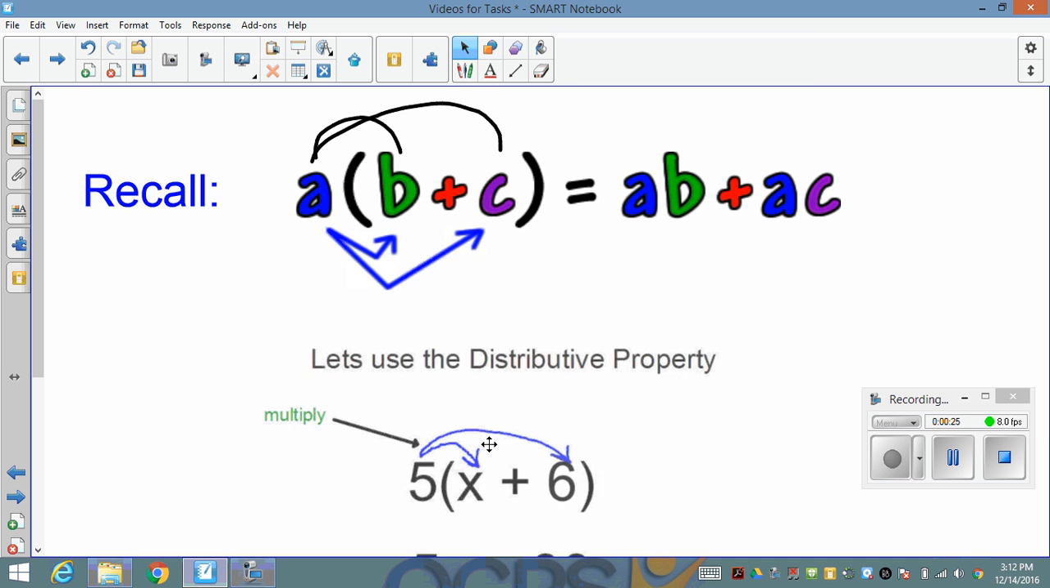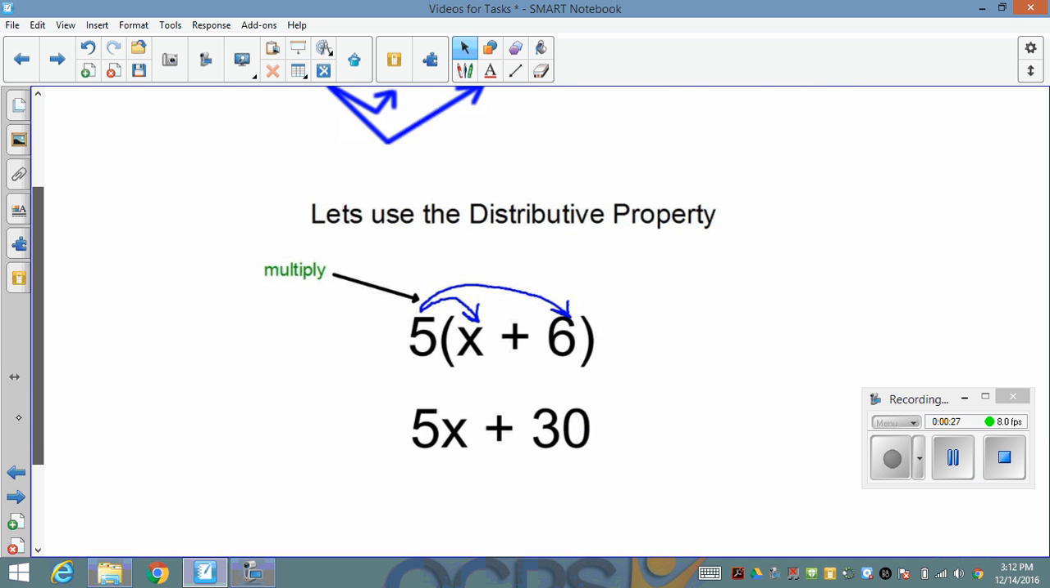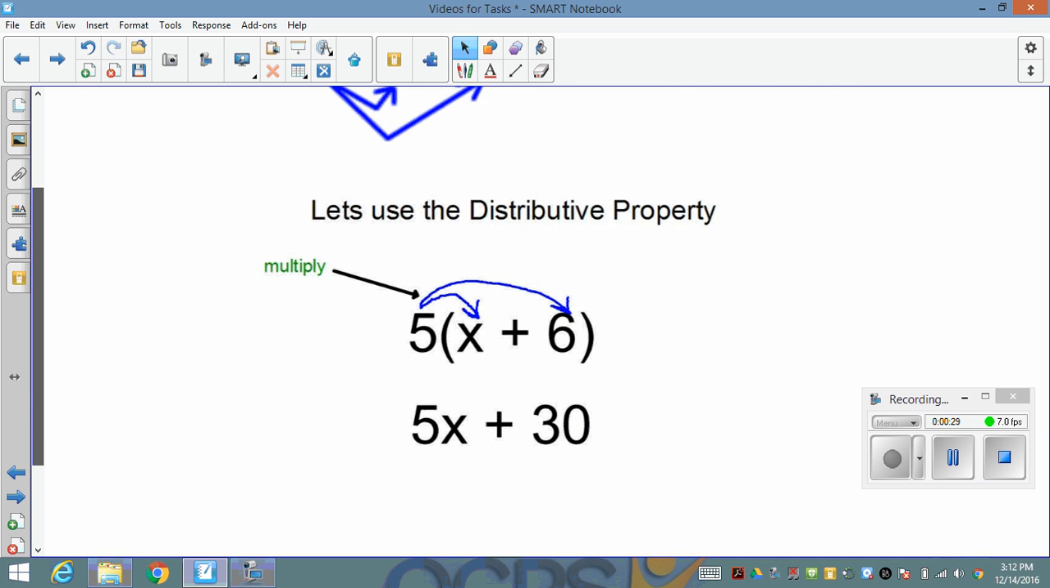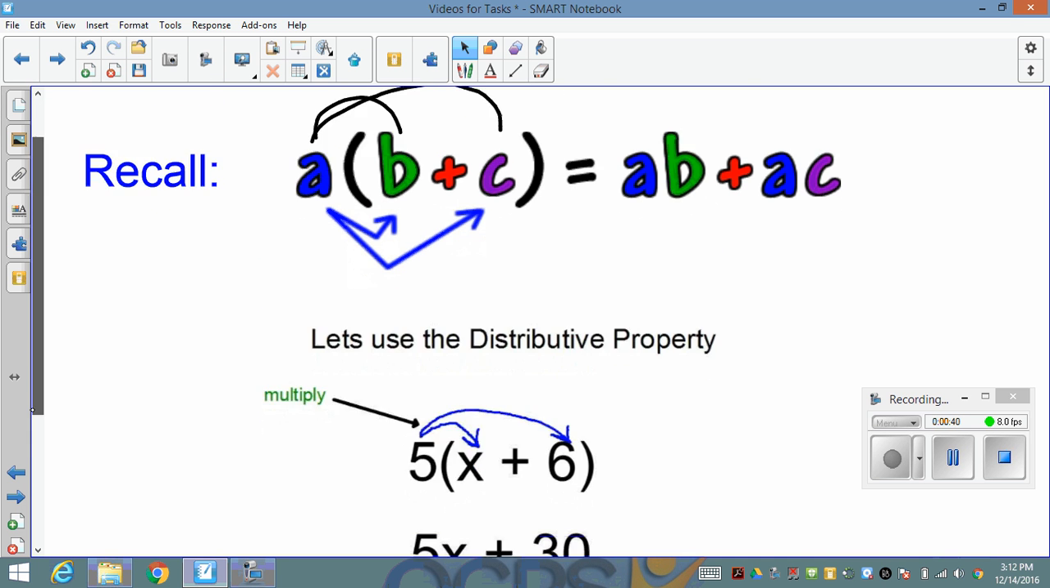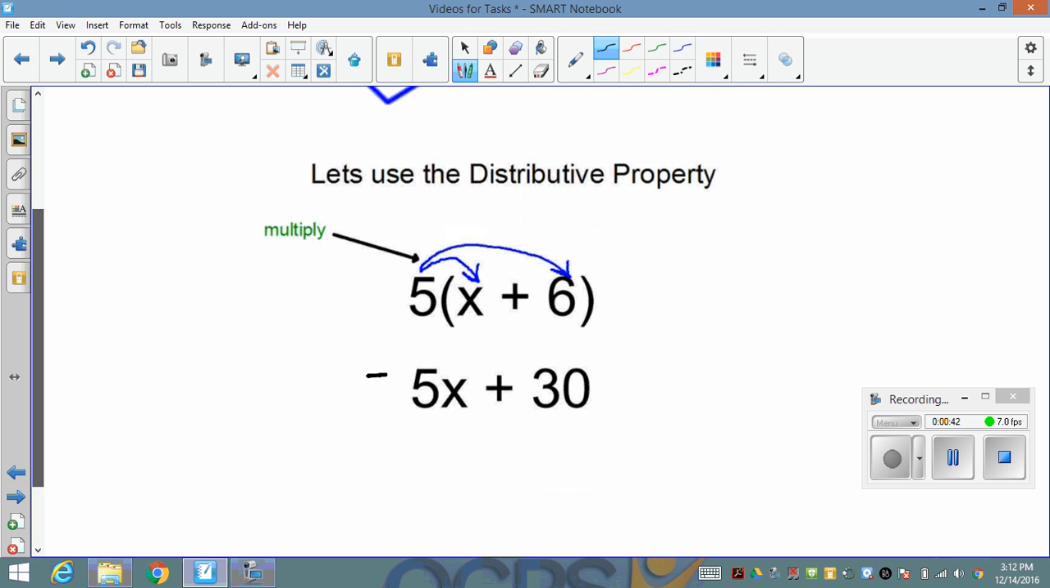An example problem would look like this. If I have 5 times x plus 6, I can do 5 times x is 5x, and then plus 5 times 6 is 30. So these two things are equivalent expressions. They are equal.